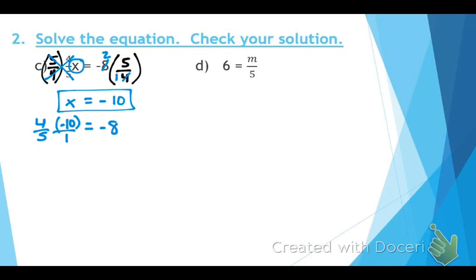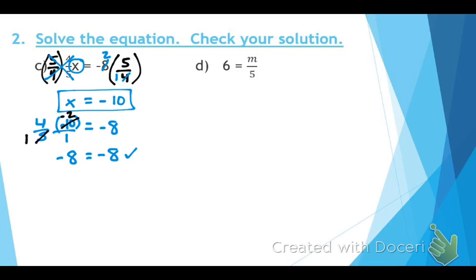So now let's work on the left-hand side. Can I cross-reduce anything? Yes. Which ones? The 5 and the 10. The 5 and 10 become 1 and 2. Okay, class, what's 4 times -2? -8. And then drop down your equal sign, equals -8. Is that true? Yes. Give yourself a mini check mark.